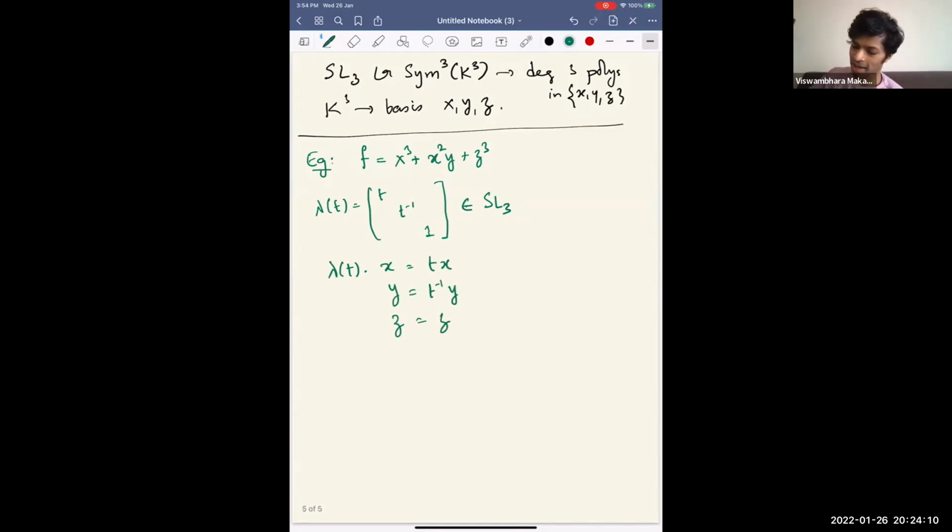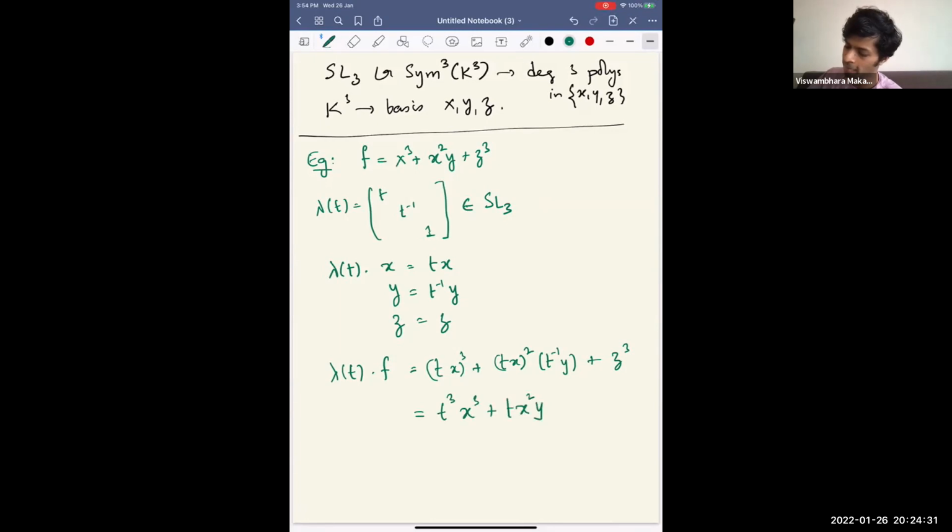So what happens when I apply lambda t on f? The first one is x cubed, so that becomes (tx) whole cube plus (tx) squared times t inverse y plus z cube. If you simplify it a little bit, you get t cube x cube plus t x squared y plus z cube. And the point is, no matter which t you took, lambda of t is in the group, so lambda of t applied to f is in the orbit.